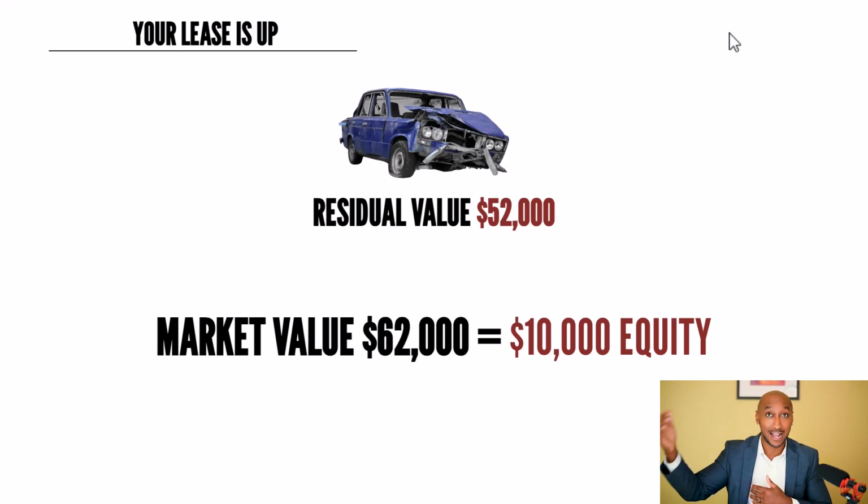So just like you have equity in a house, you have a house you buy for $500,000, and now it grows to $600,000 in value. You have $100,000 in equity in that house. Same thing with your car. The car's value, according to the dealer, is $52,000 when you turn it in, but the market value is $62,000. So you have $10,000 in equity in that car. So now you can see how it's starting to look like, okay, I see how this can be profitable when it comes to turning in that lease or selling that car to somebody.